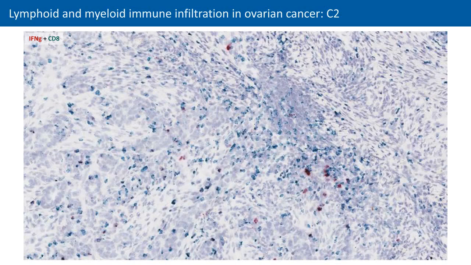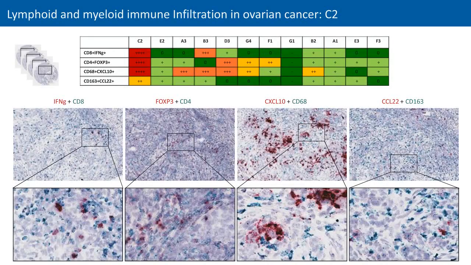Representative images for core C2 illustrate the high lymphoid immune cell infiltration with interferon gamma positive, CD8 positive cytotoxic T lymphocytes and CD4 positive, FOXP3 positive T regulatory cells. So these are the 4 panels that you can see to the left with a higher magnification image for each of these 2 probe sets that visualize lymphoid cell types.